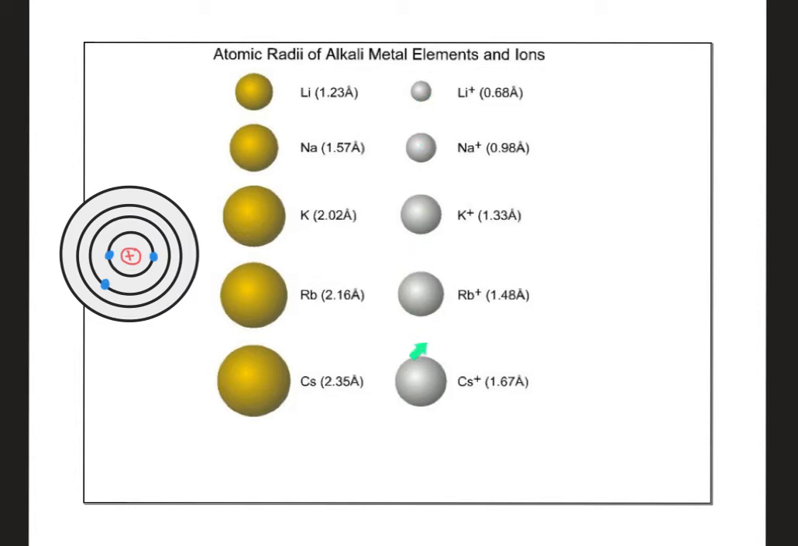These are all positive ions because these are alkali metals, which are likely to lose an electron. So positive ions are smaller than their respective neutral atoms. Look, 1.23, 0.68, 1.57, 0.98. How do I explain this?